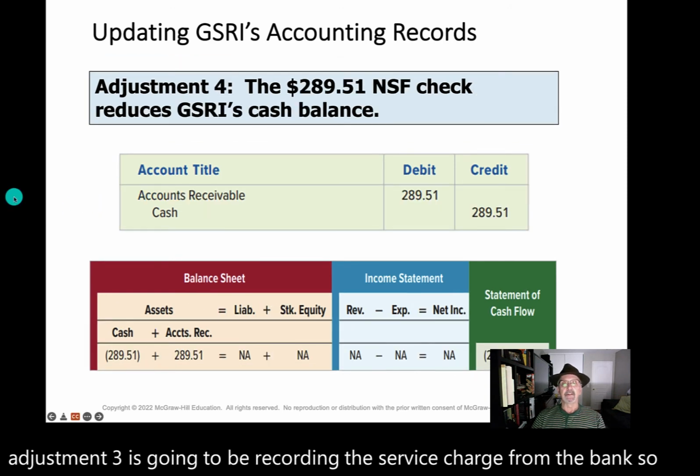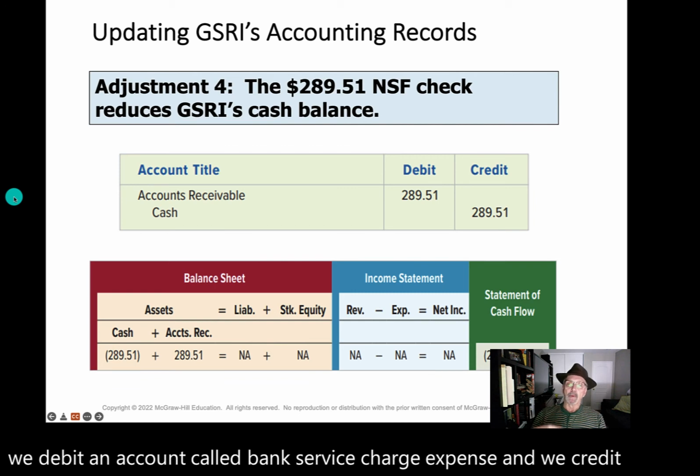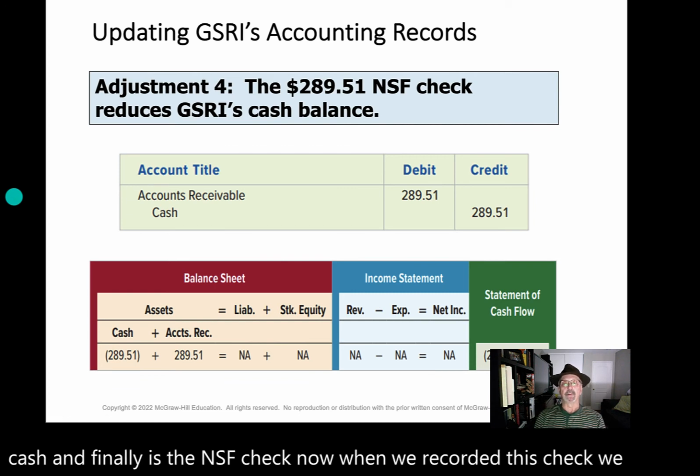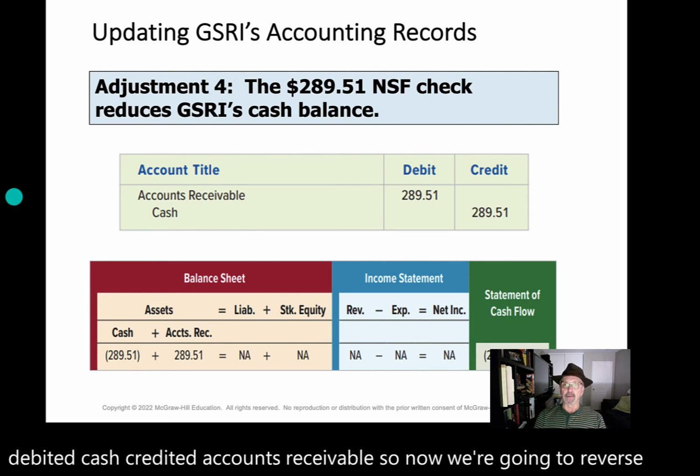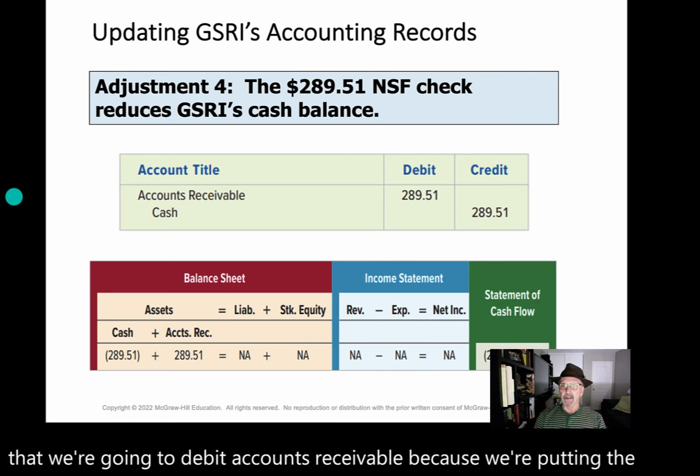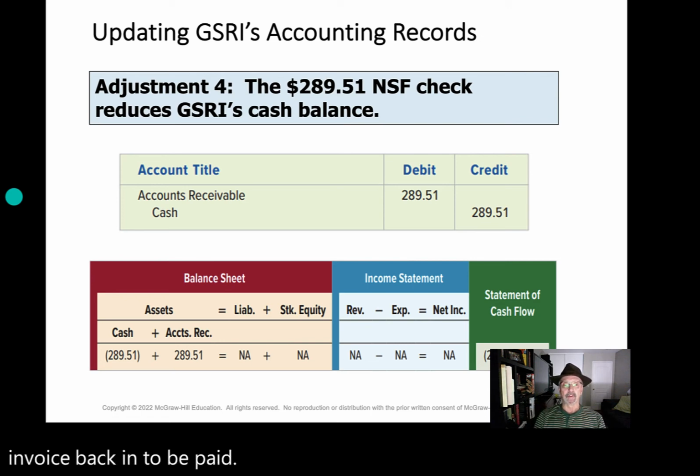And finally is the NSF check. Now when we recorded this check, we debited cash, credited accounts receivable. So now we're going to reverse that. We're going to debit accounts receivable because we're putting the invoice back in to be paid. It's still owed to us. And we're crediting cash because we didn't receive the money for that.